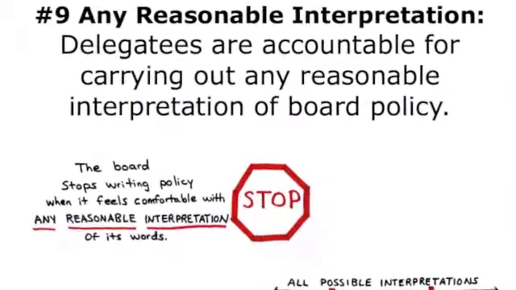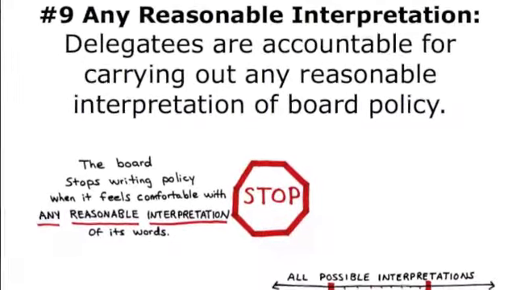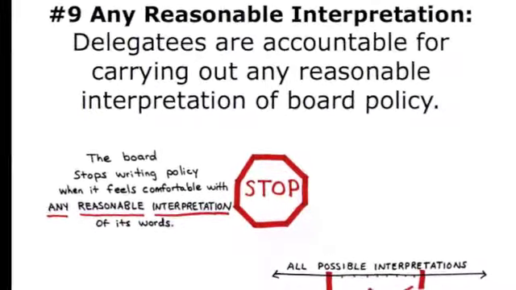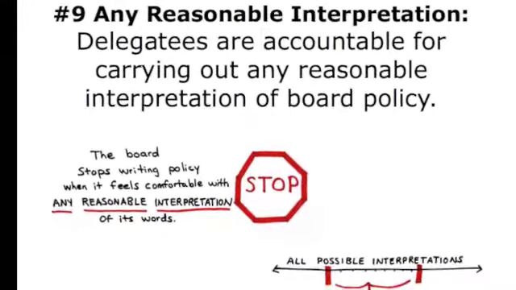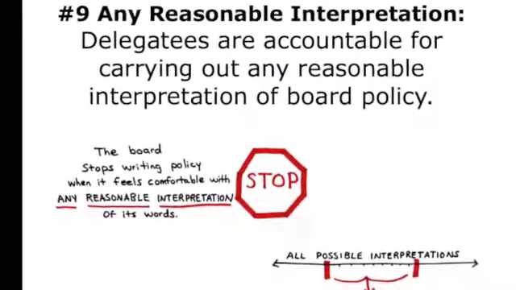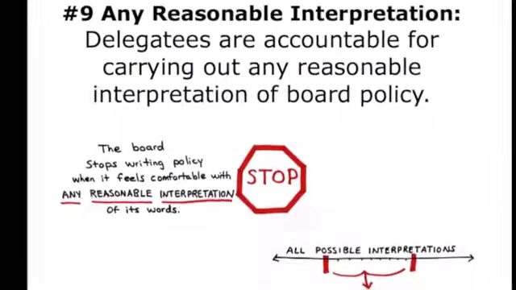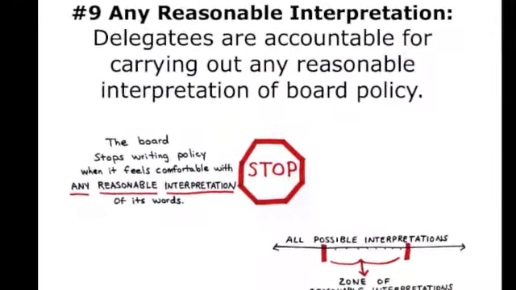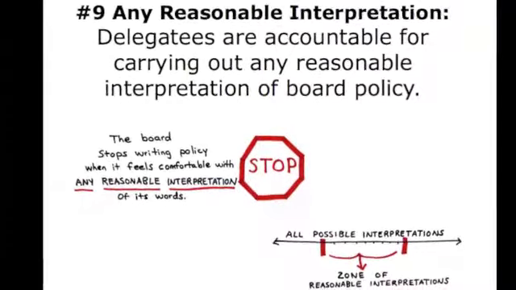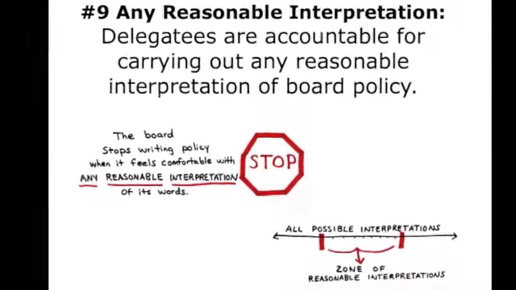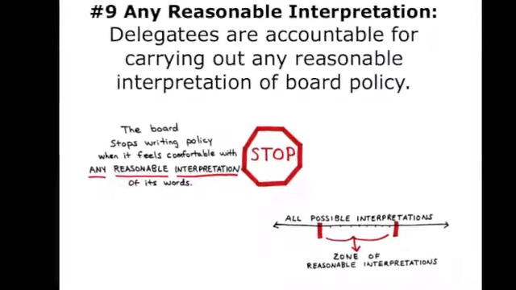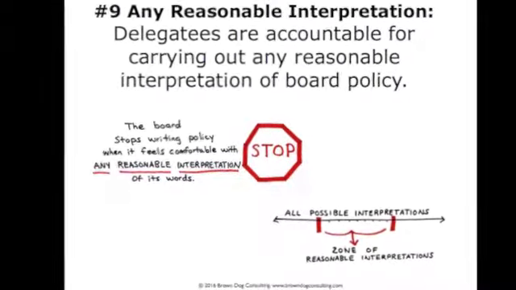Number 9 is the any reasonable interpretation principle, which works together with the policy sizes idea and the monitoring principle, which comes next. The any reasonable interpretation concept allows the board to stop writing policy when it feels comfortable with any reasonable interpretation of its words, and is another principle of policy governance which helps to ensure that the board policy manual is as short and concise as possible.